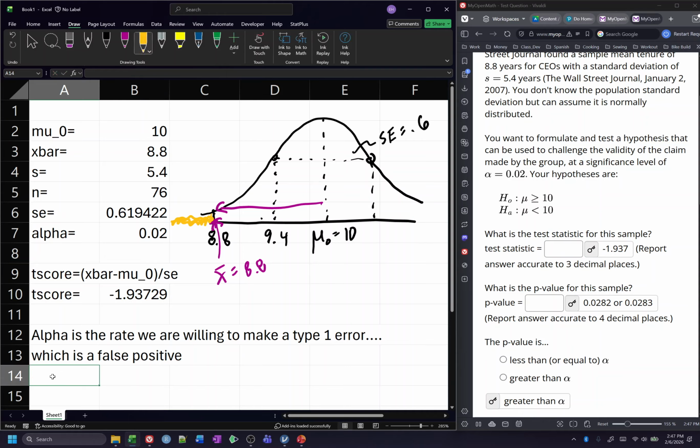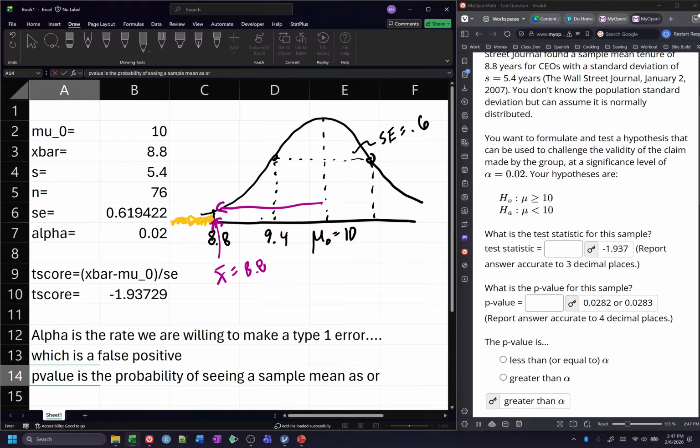So let's do a definition again. The p-value is the probability of seeing a sample mean as or more extreme than x bar given the null hypothesis is true. All right, so let's figure out how we calculate this little orange region.